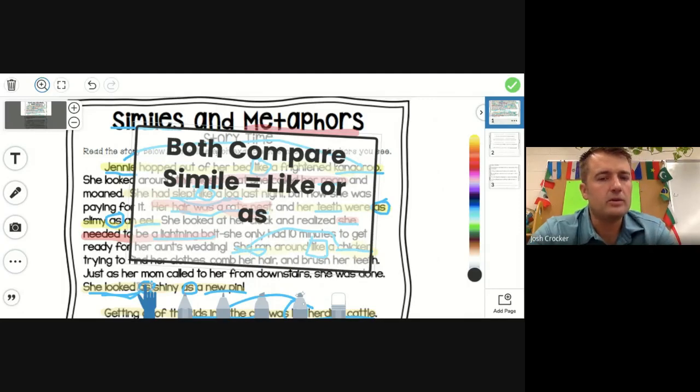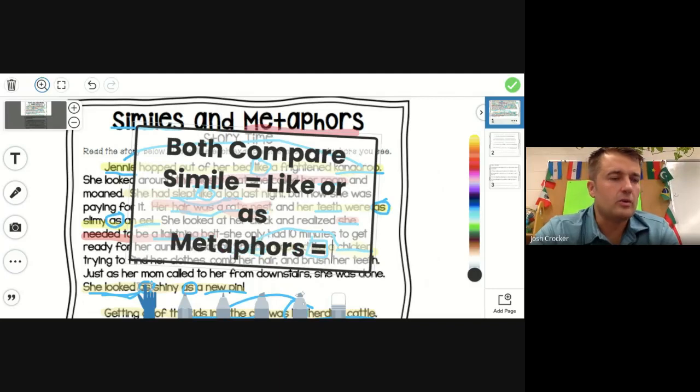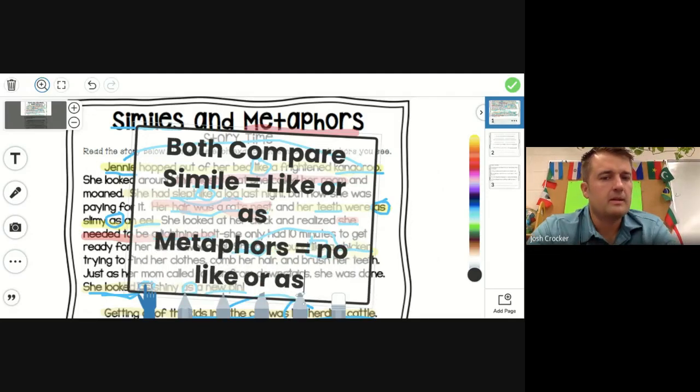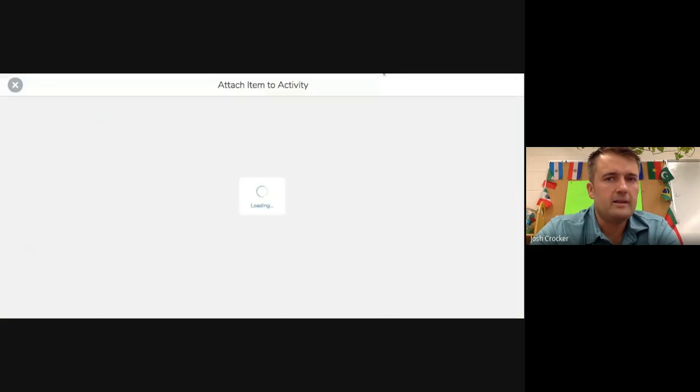Okay. Metaphors, they still compare, but they use other words. They use was or were, or they just say that two things are alike somehow. Okay. Her hair was a rat's nest. So really, it's just no like or as. Okay. Metaphors use a lot of other words. If it's not like or as, and it's definitely a comparison, then it's a metaphor. Okay.